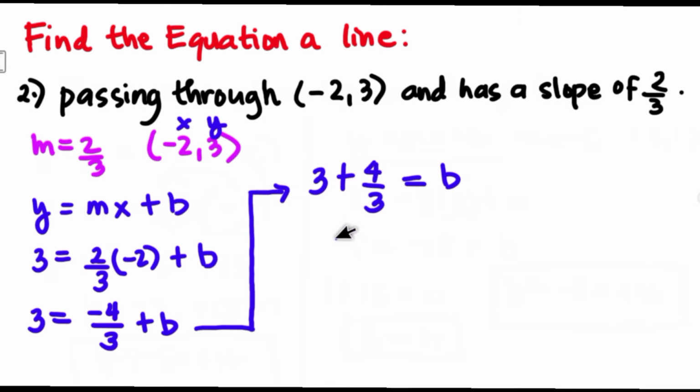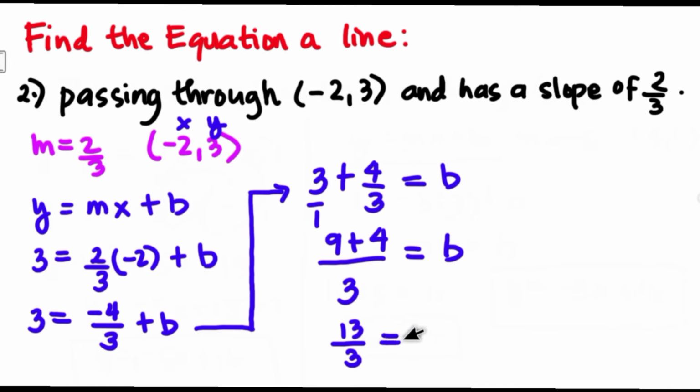So, 3 plus 4/3 is, since parehas po ay, since si 3 ay over 1, so automatic ang LCD ay 3. So, using butterfly method, 3 times 3, 9 plus 1 times 4 is 4 equal to b. And then 9 plus 4 is 13 over 3. So, yan po yung y-intercept.